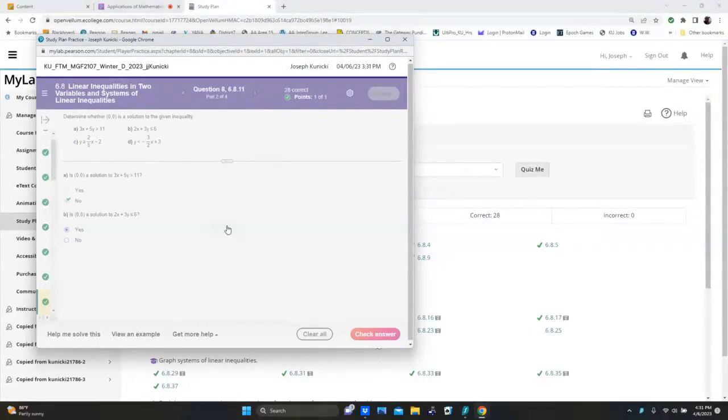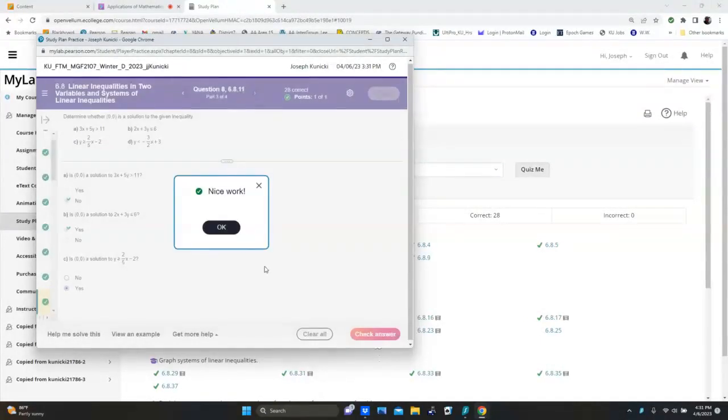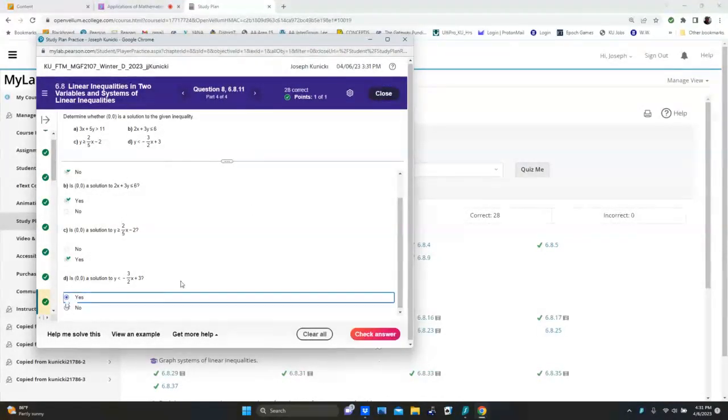Okay, so finally, we said yes for letter C, because 0 is greater than or equal to -2. And then D is 0 less than 3. And once again, it's yes. You see how easy it is? You just plug in 0 for both variables, x and y.